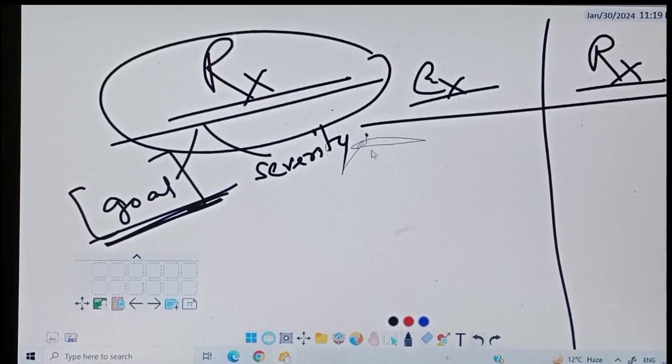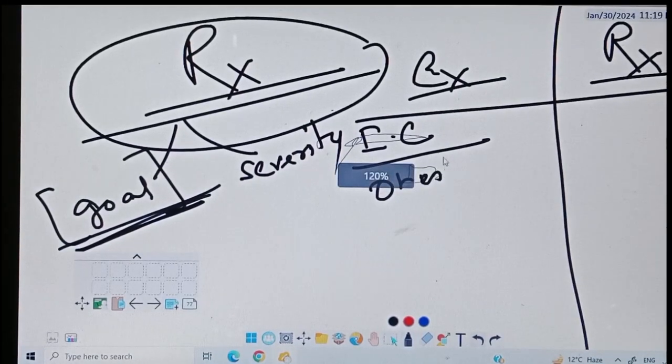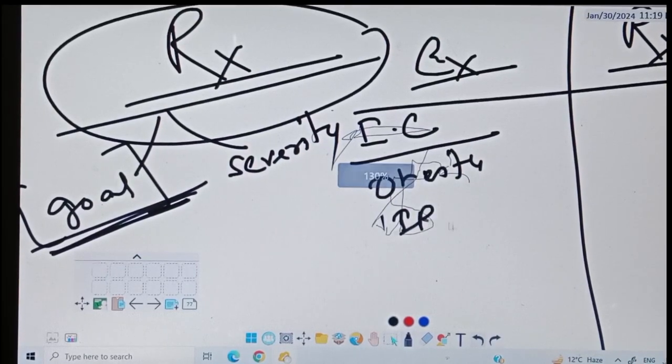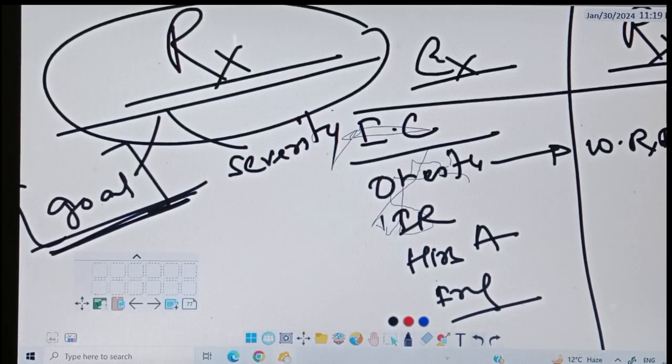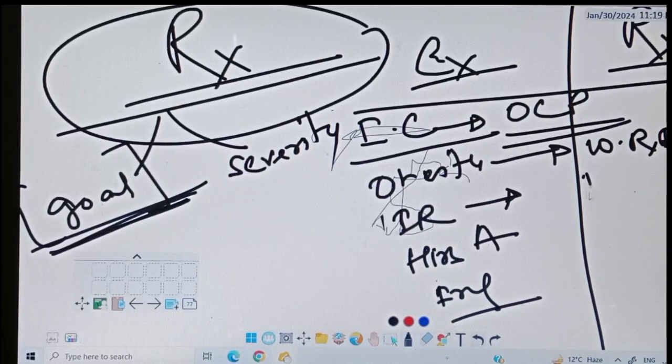The patient can have a complaint of only irregular cycles, obesity, only insulin resistance, hirsutism, acne, or infertility. For obesity, our main treatment will be weight reduction and exercise. For irregular cycles, our main treatment will be OCP. For insulin resistance, our treatment will be an insulin sensitizer. The most commonly used drug is metformin. For hirsutism and infertility, we'll discuss in detail.